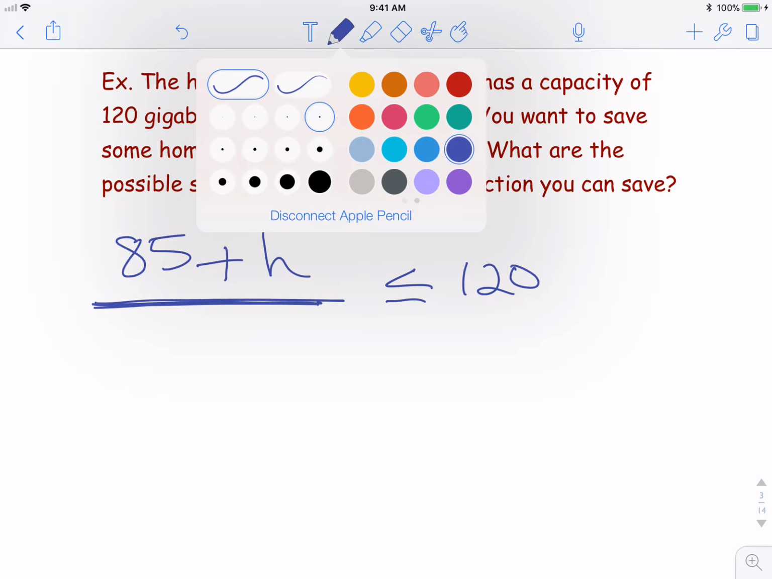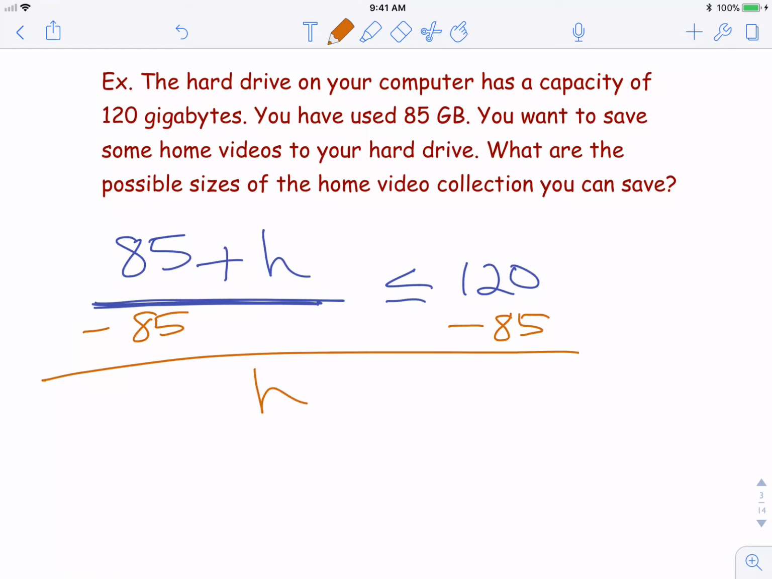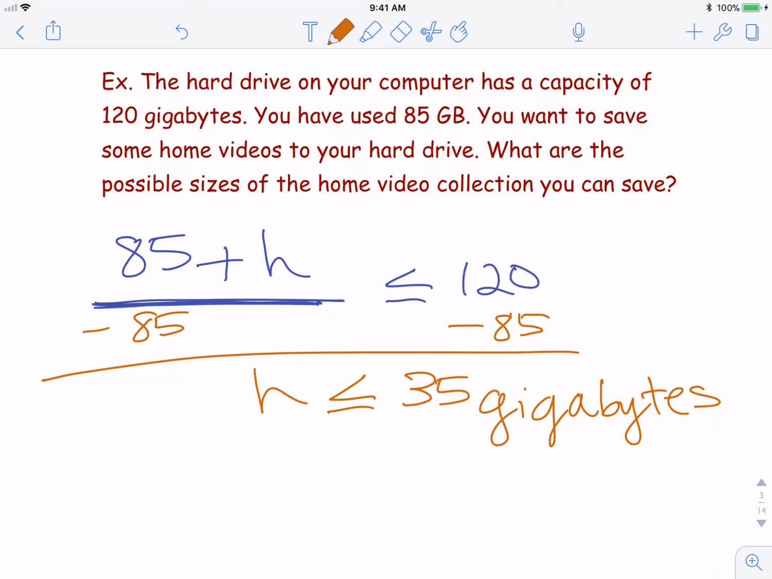Same thing here. I'm going to use inverse operations to solve this equation. Right now I'm adding on 85, so to get that to cancel out, the opposite of that is subtracting 85 from both sides. After I use those inverse operations, I'm going to be left with something like h is less than or equal to 35. So that means when I ask what are possible sizes of your home video collection, you can save less than or equal to 35 gigabytes of home videos. Remember, it's a story problem, so you should definitely include a label.